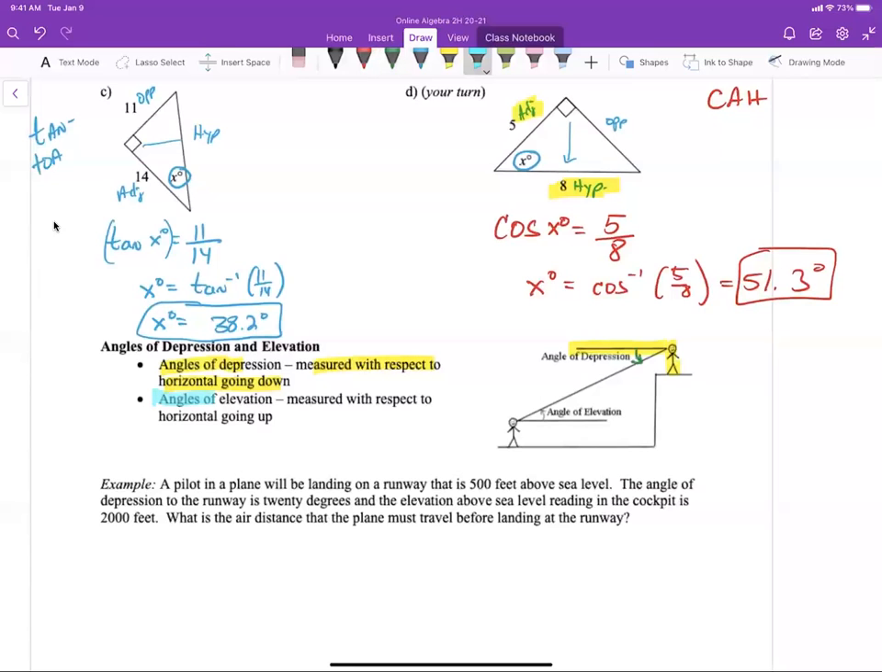In similar fashion, they might use the term angles of elevation, and it is measured with respect to the horizontal, except this time I'm going to go up. So I have to know my horizontal, and if I'm told the angle of elevation from his eyesight, I am going to find the horizontal and go up, and that will give me the angle of elevation.